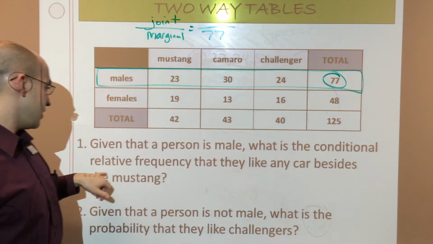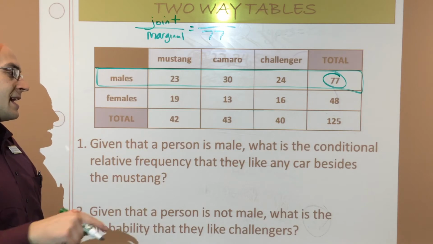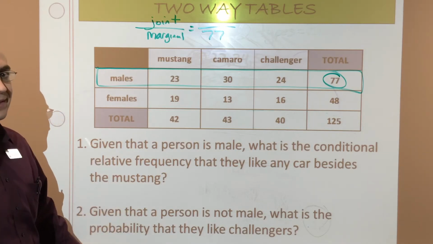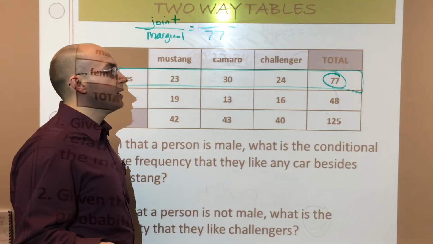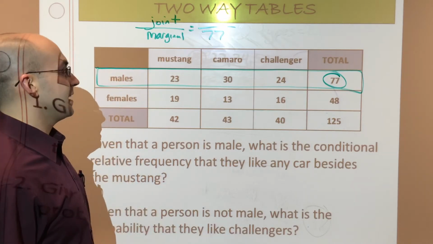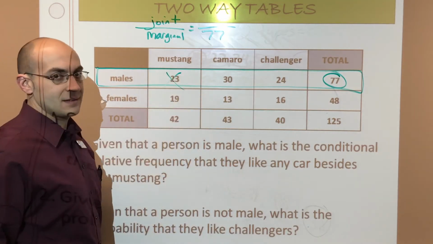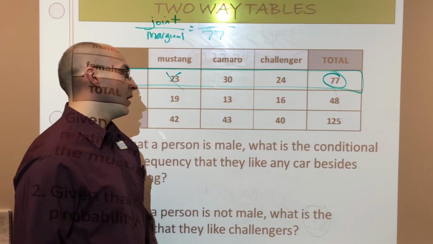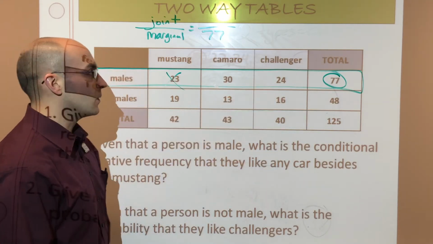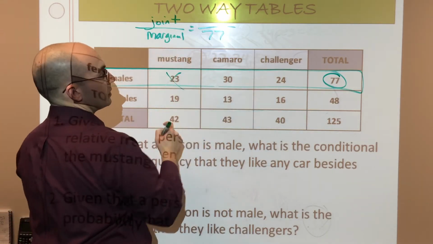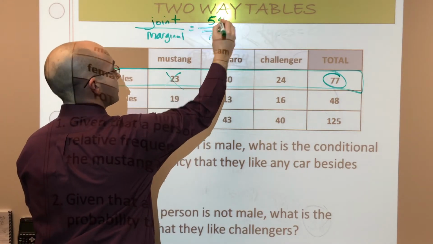So what is the conditional relative frequency that they like any car besides the Mustang? Pretty tricky. Any car besides Mustang means I can't count Mustangs, but I can count Camaros and Challengers. So 30 plus 24 is 54. We know that these are joint relative frequencies. I'm going to put the 54 up top here.